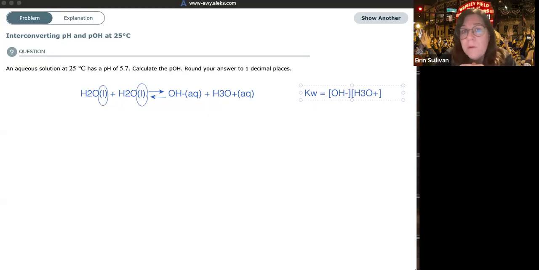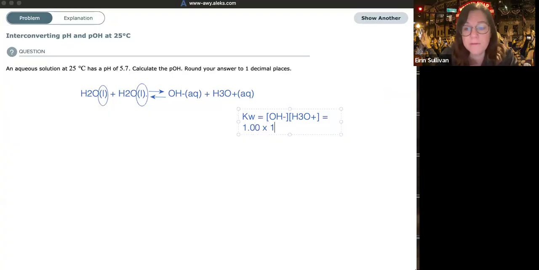So when we write P to get pOH or pH, P just means negative log. So pH is the negative log of the concentration of hydronium. pOH is the negative log of the concentration of hydroxide. The value for Kw, in case you're curious, is 1 times 10 to the power of minus 14.